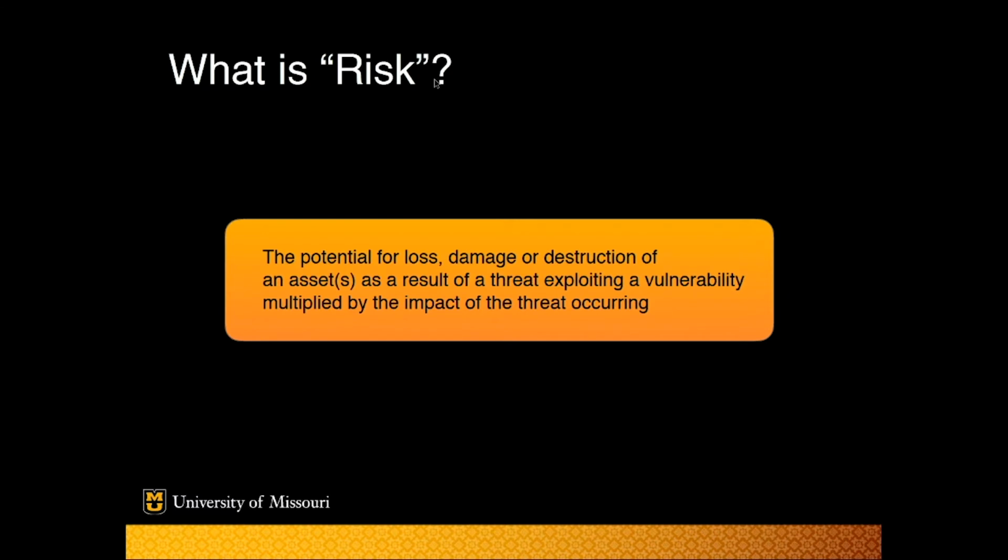All right? So then minimizing risk is lowering any of the variables in this equation. If we lower the number of threats, we minimize the risk. If we lower the number of assets, we minimize risk. If we lower the impact, we minimize the risk. Make sense? Okay, so why does this matter to you?